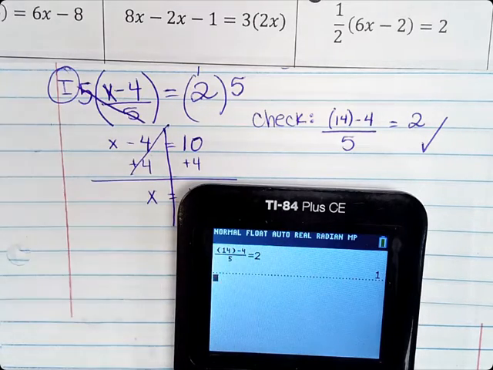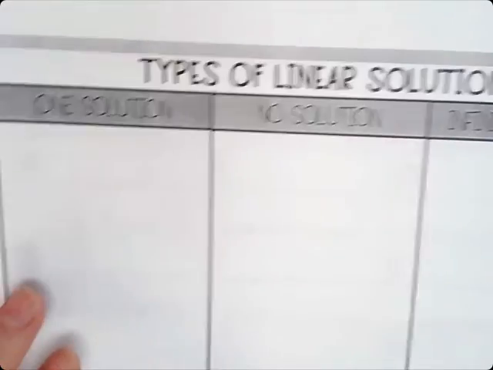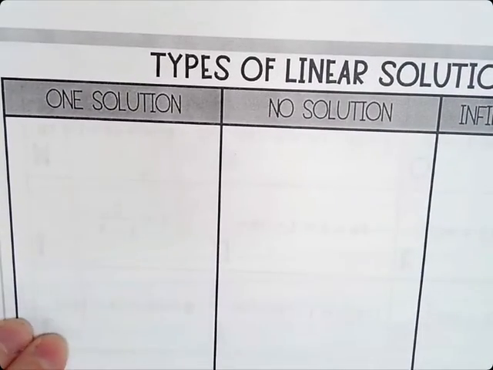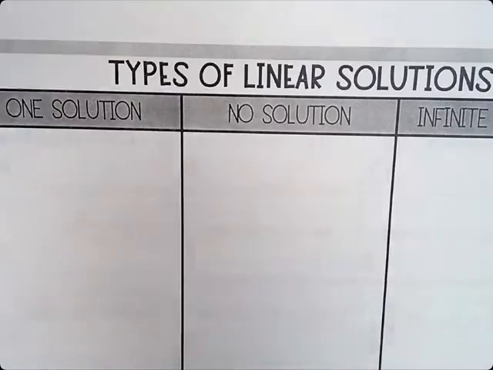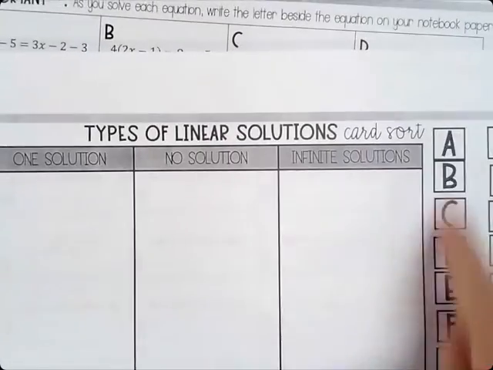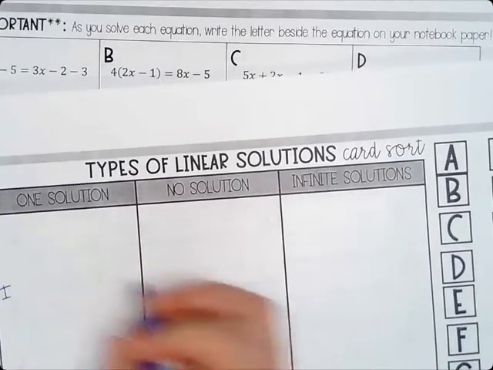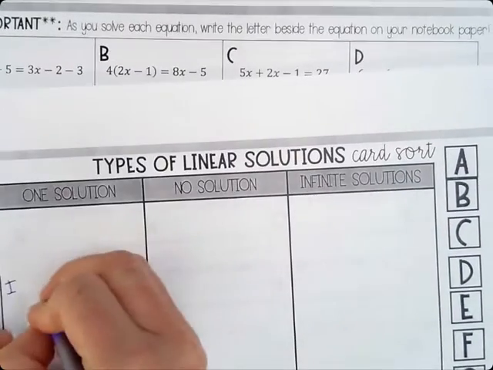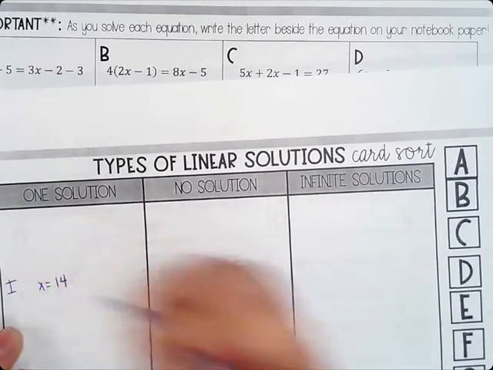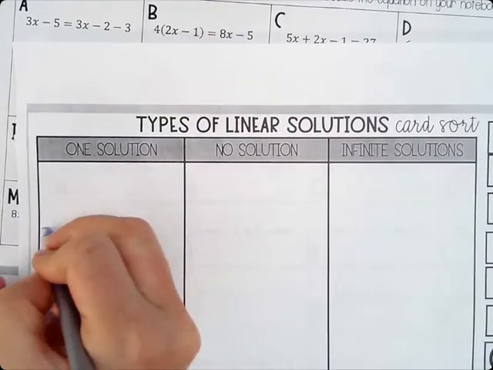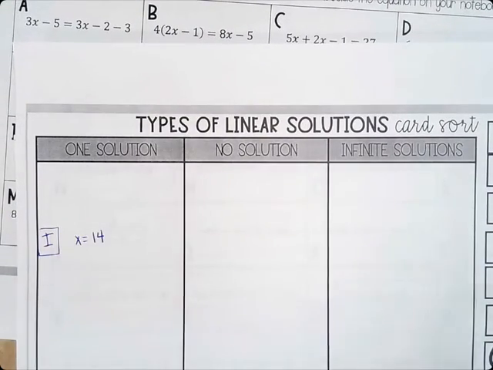So what you will be doing along with solving the equations is on the back, this had a solution, right? This was I. So you are identifying the type of solution and you're putting one of these letters on there. So it was one solution, it was I. And I'm also going to write what x equals. X equals 14. So go ahead and do that.